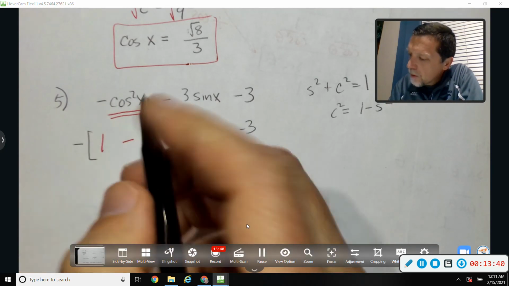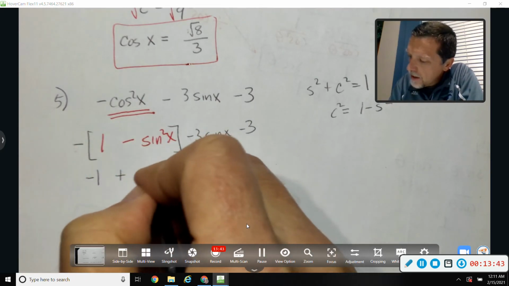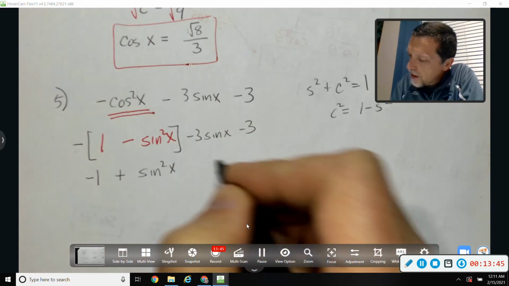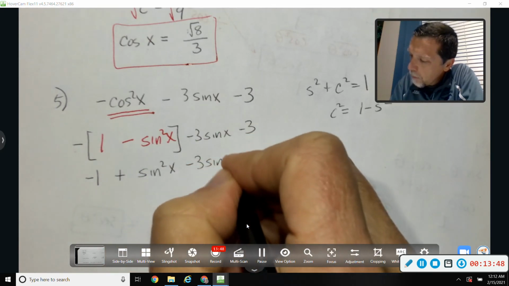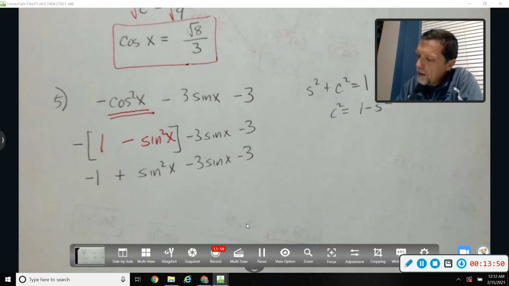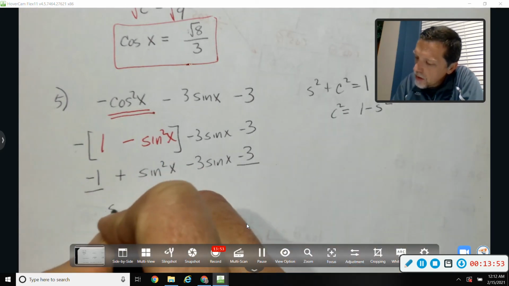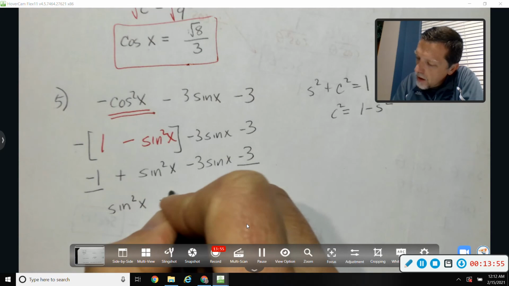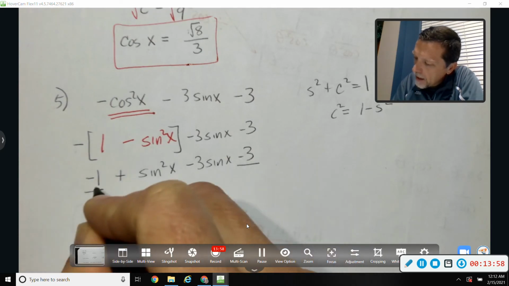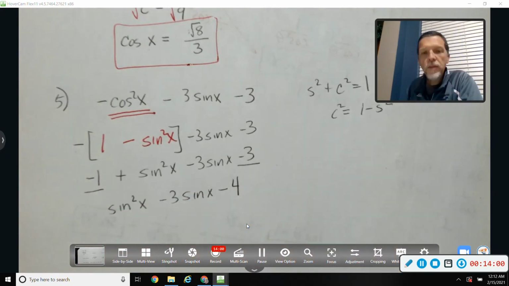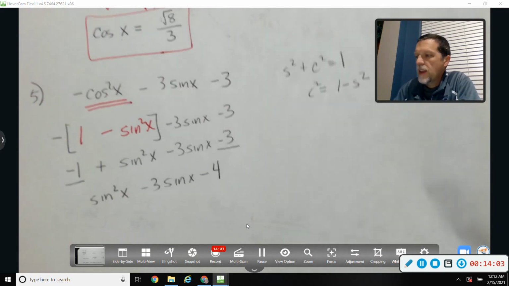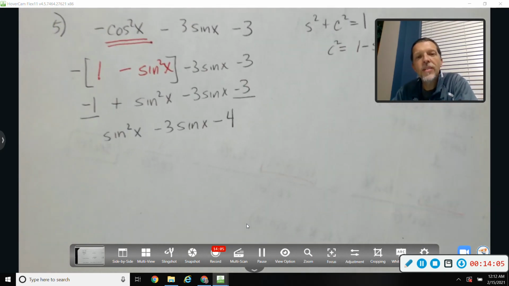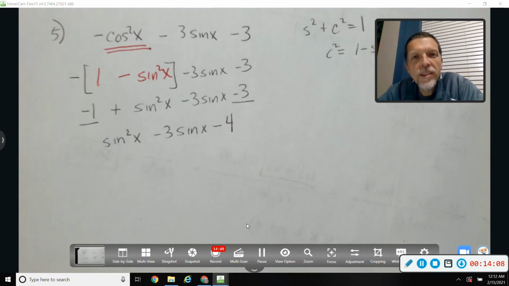Now let's distribute our minus sign. So we get a positive sine squared. You can combine like terms. Negative 1 minus 3 would be minus 4. And the next step is going to challenge some of your algebra because it's factoring. We don't get away from factoring ever. If you still can't factor, we got to learn how to factor.